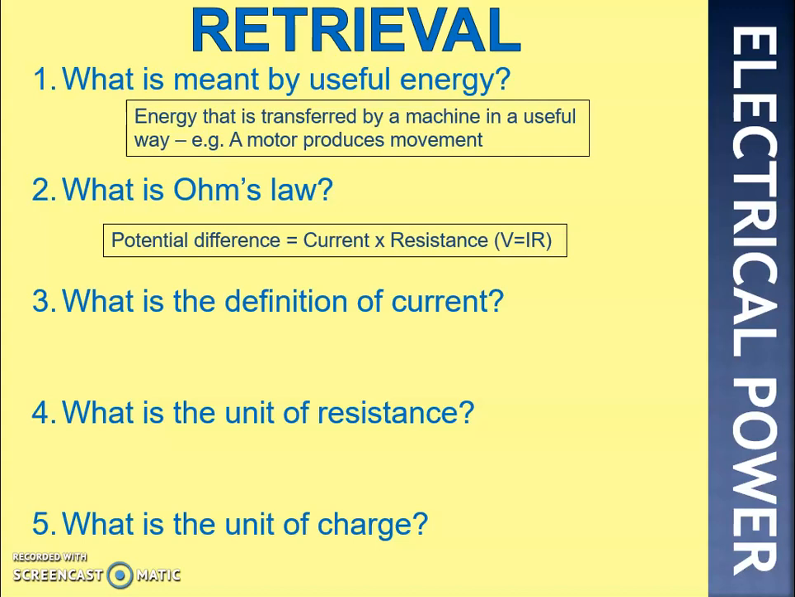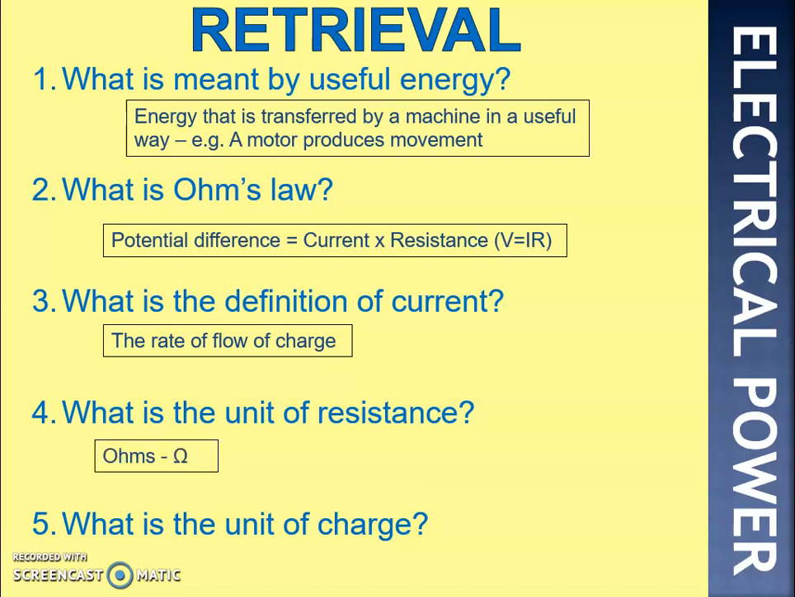Question 3. The definition of current would be the rate of flow of charge. So those electrons that are moving to carry the current, how quickly are they flowing? Question 4, what's the unit of resistance? Resistance is measured in ohms with the symbol, the Greek letter omega. And finally, number 5, what's the unit of charge? Charge is measured in coulombs, which has the symbol C.